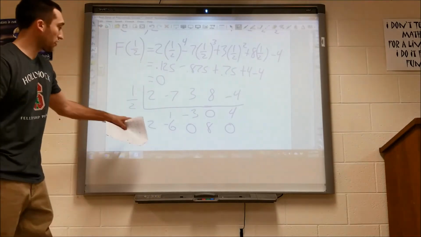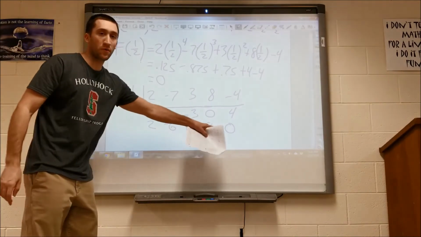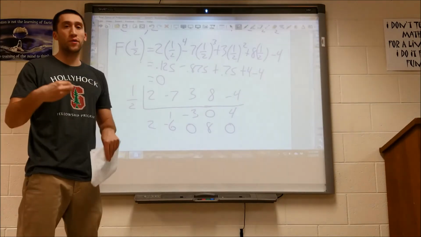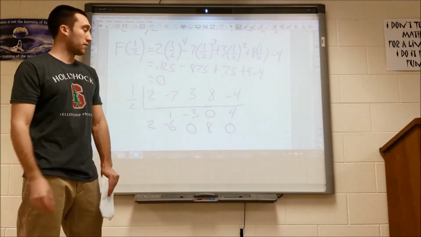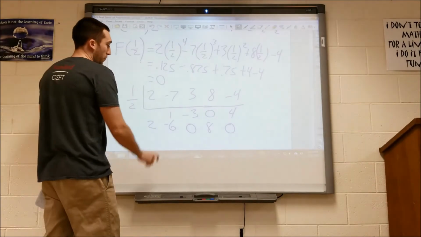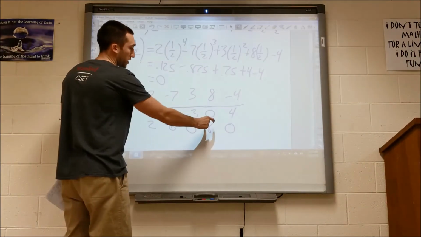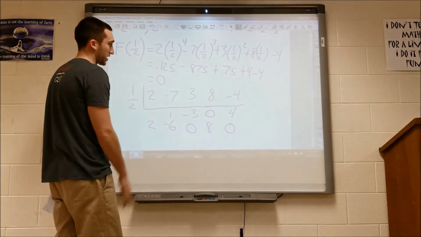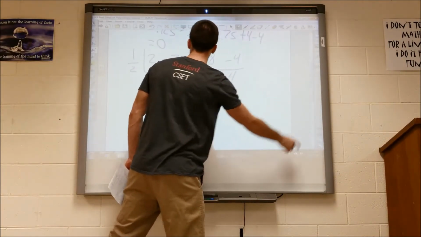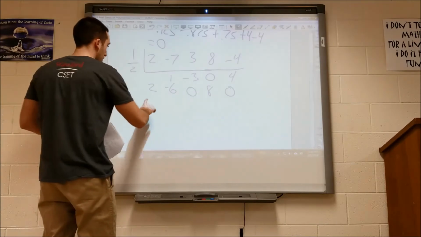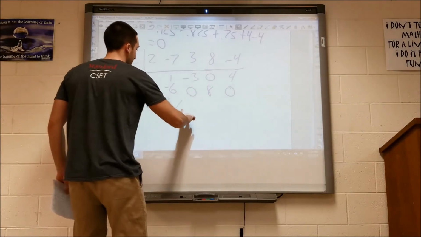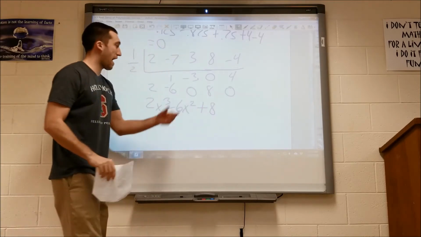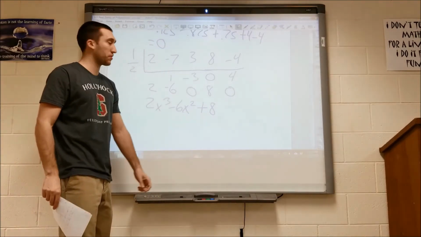All right, and that leaves us with this polynomial remaining. I know it's a polynomial, not a quadratic, meaning more than 2 degrees, because I have 4 terms here: this being my constant, my x term, my x squared term, my x cubed term. So that leaves me with 2x cubed minus 6x squared plus 8. I don't have an x term because it had a 0 in that place.